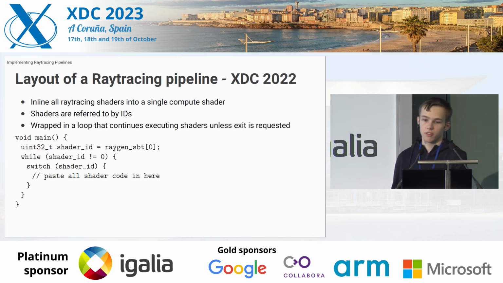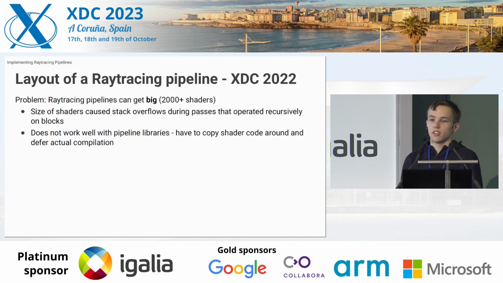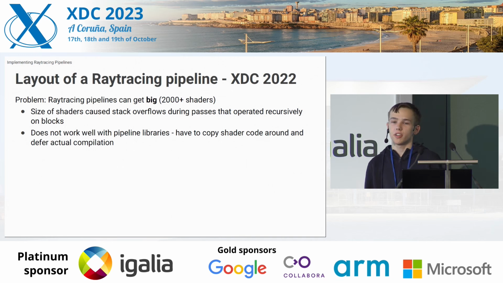Now, nowadays we have encountered quite a few problems with this. The biggest problem is just that ray tracing pipelines are really big. Games create up to 2,000 shaders in a single ray tracing pipeline, and stuffing all that into a single compute shader isn't going to work. We've had shaders that were so big that when we executed some recursive compiler passes for them, we just ran out of stack space and crashed completely. So that wasn't really a sustainable approach for bigger compute and ray tracing shaders. So we changed that up a bit today.